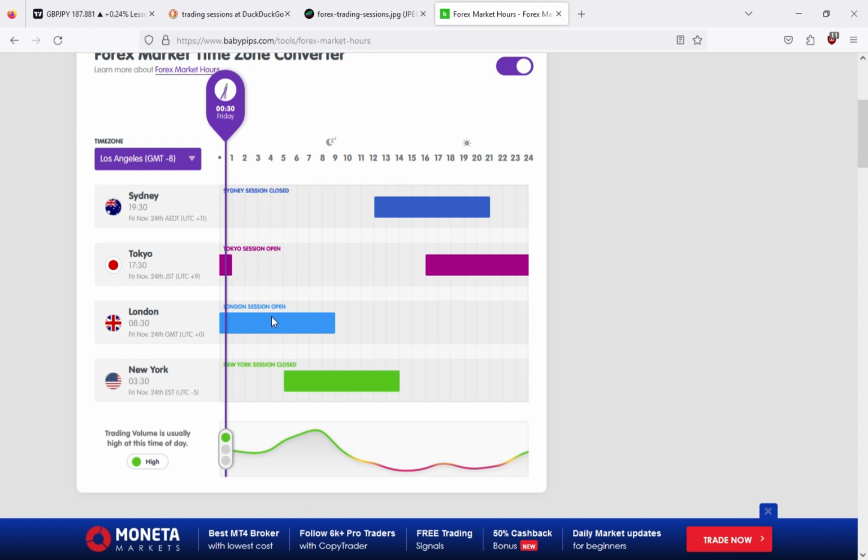You're probably asking yourself, why are there different sessions? Which session should I choose? All of those different questions. As you can see right now, by the green indication, it's London session, and it's crossing over to the New York session. As you can see right now, it's the London session.